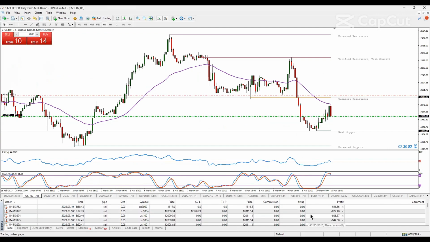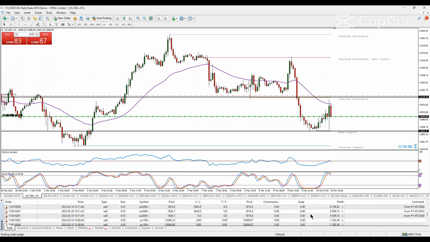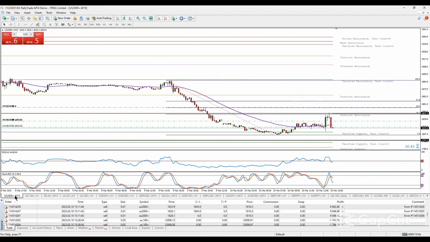What's giving me money? Trade that, please. So I still have some US 2000 running. The market should push it down. Hopefully, yeah. So I might even be looking to place another trade again, on my US 2000. Let me place.